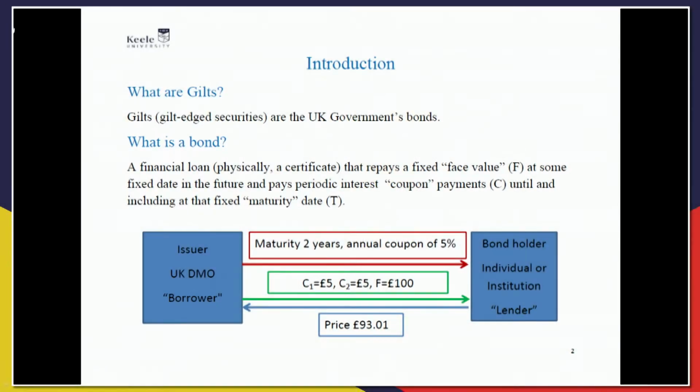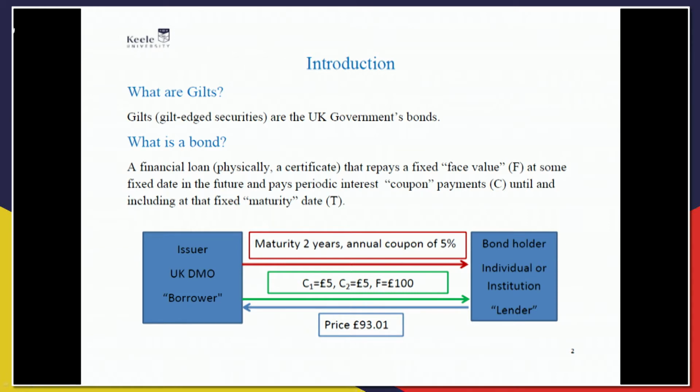And as Maria von Trapp probably never actually said, I shall start at the very beginning and introduce you to gilts. Gilts, or gilt-edged securities, are the UK government's bonds. So what then is a bond? A bond is a financial loan, physically a certificate, that repays a fixed face value, F, at some fixed date in the future and pays periodic interest, so-called coupon payments, denoted C, until and including that fixed maturity date, T.